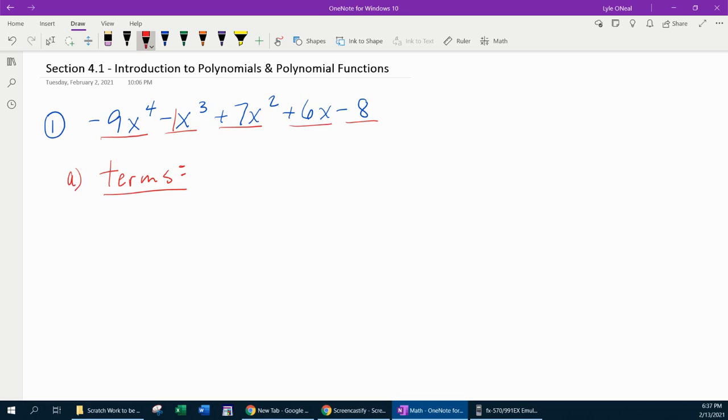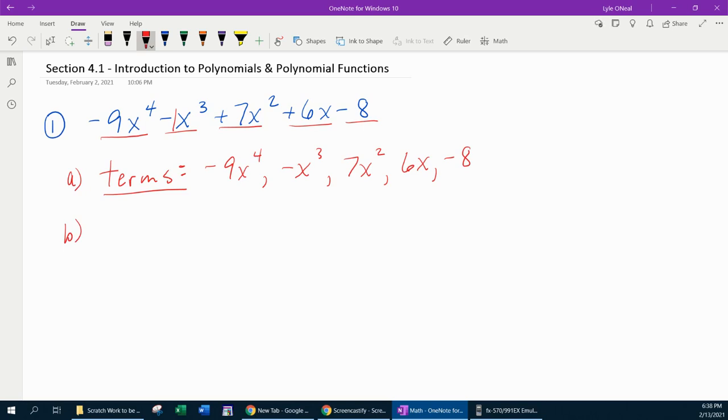If you're going to list those, you would simply say negative 9x to the fourth, comma, negative x to the third. You don't have to write the coefficient of 1 if you don't want to. Comma, 7x squared, comma, 6x, comma, and negative 8. And the negatives are necessary, but the pluses are not, because if you don't put the plus, it's understood positive. So that would be the answer to part A. Those are the terms.